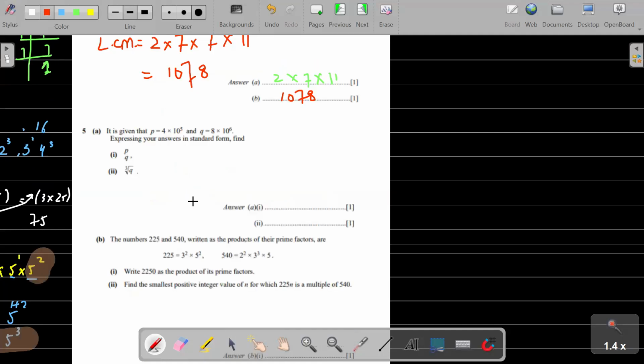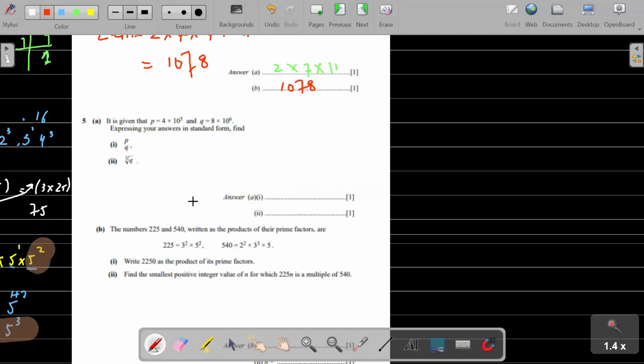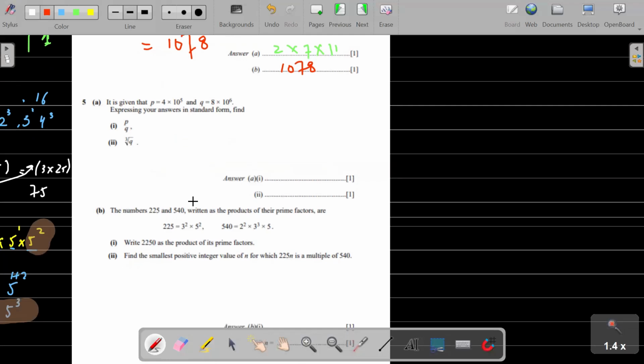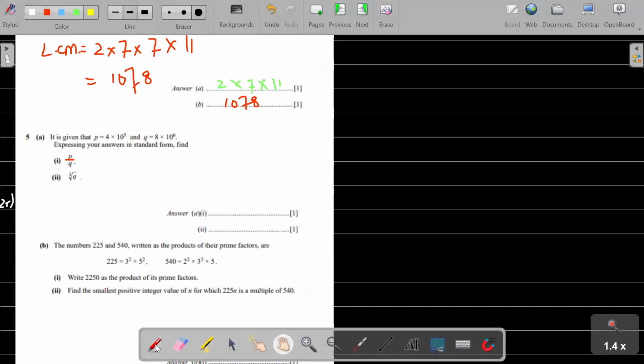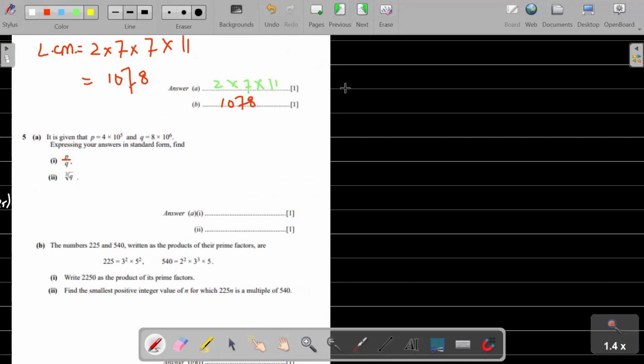If he would want us to leave our answer in the prime factorization, then we need to leave it that way. It is given that P and Q, okay, express your answer in the standard form. Over here, this is the denominator, like P over Q. Let's divide them. So first I'm going to solve part 1. Part 1 says that fifth question, part 1A, first part P over Q. Let's 5 over 8 times 10 raised to power 6.